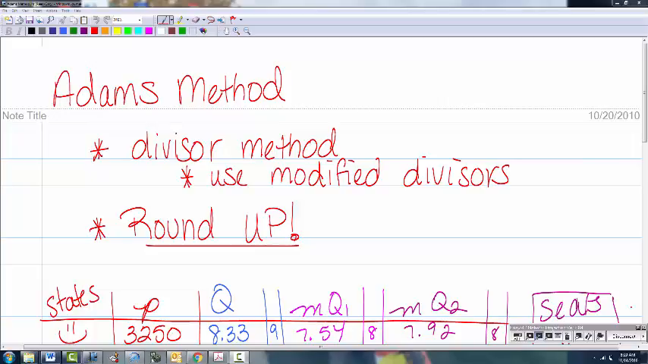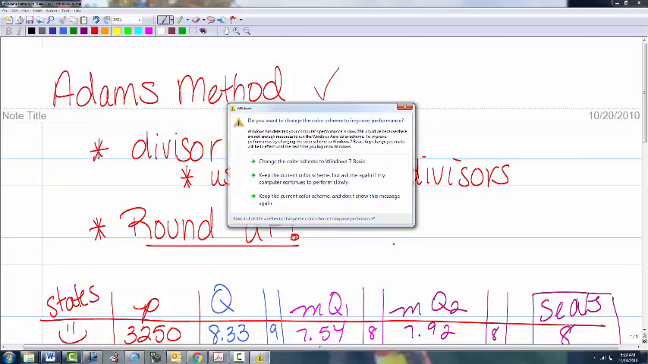One is Adams. We know who Adams is, John Adams, correct? Basically his method is identical to Jefferson's method, except what? What do you think's different here? You round up.